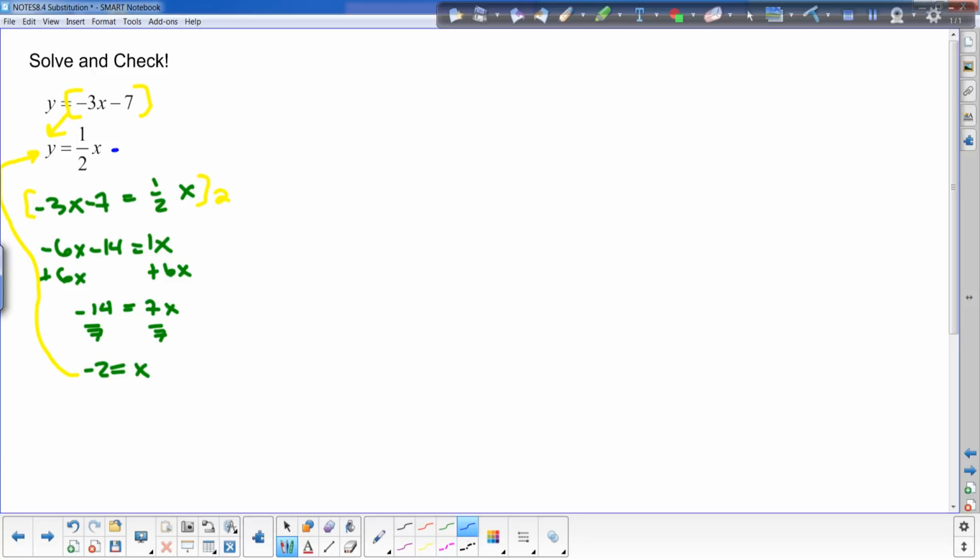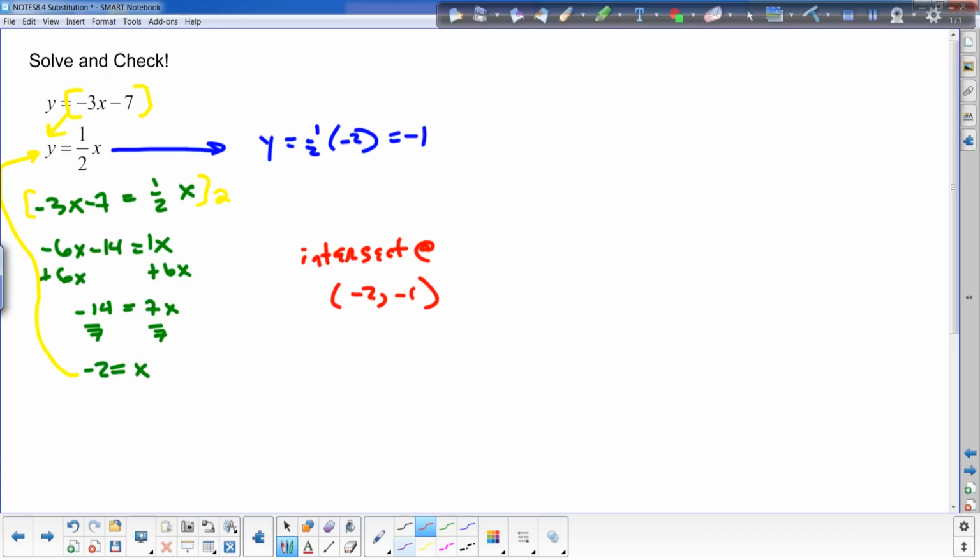Just always plug it into one of the originals. Or not one of the originals, anything that has an x and a y. So I got y equals 1/2 times x. That's negative 1. So right now I'm saying that they intersect at the point negative 2, negative 1, but we always want to check it.